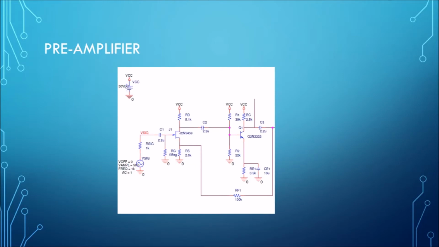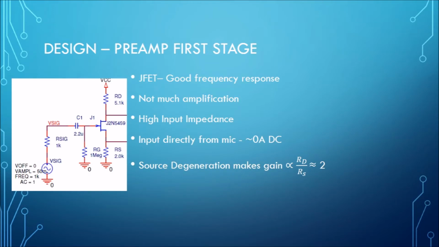Now, we'll talk specifically about the preamplifier. The preamplifier consisted of a JFET and a BJT, and we'll talk about each of these and why both of them were necessary. Okay, so for the JFET part of the preamplifier, first we'll mention why we use a JFET, and the reason for that is it has good frequency response characteristics across the range we're looking at, 20 to 20,000 hertz, and it also has a very large input impedance, so it doesn't need to draw current.